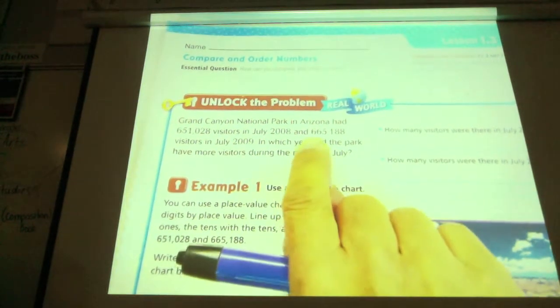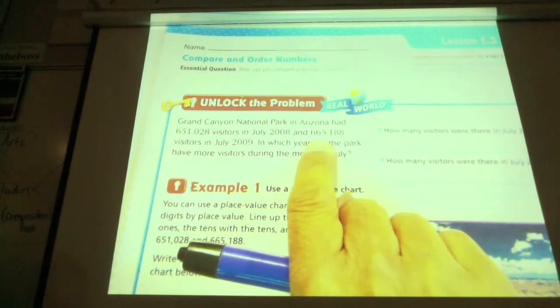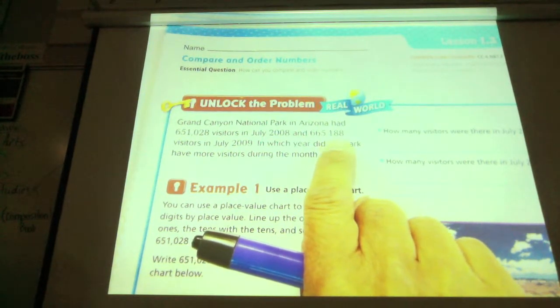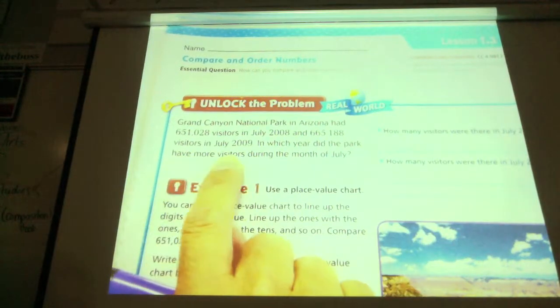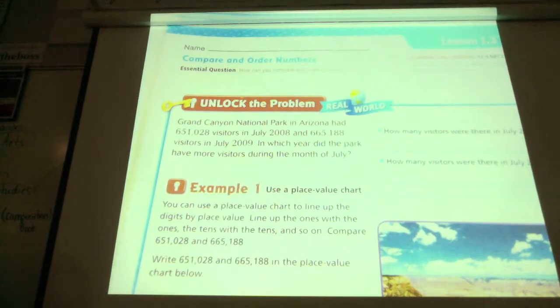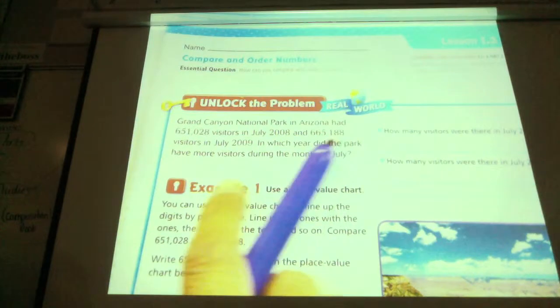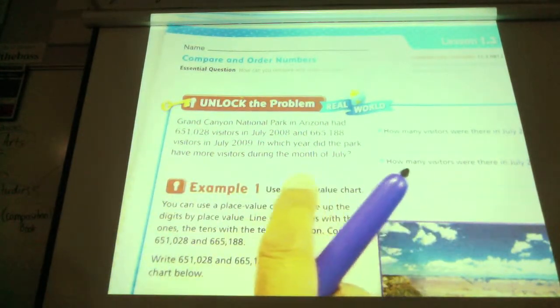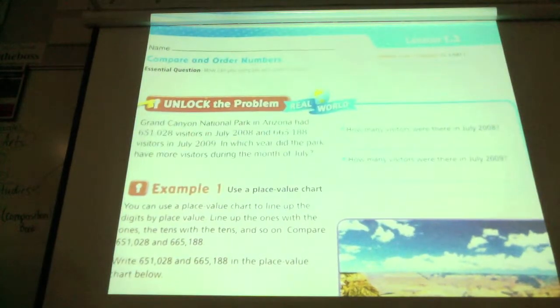And, with me? 665,188 visitors in July of 2009. So these are a year apart, the amount of visitors. In which year did the park have more visitors during the month of July?